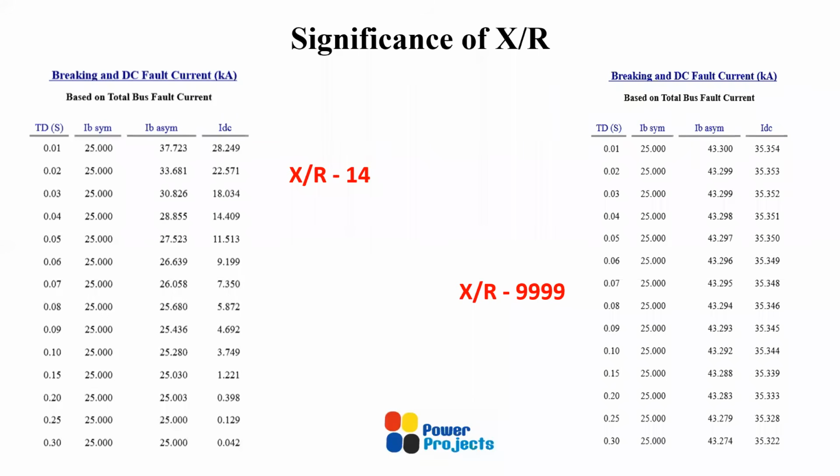So when you are performing a short circuit study for industries, get the correct X by R ratio from the upstream utilities, utilities in the sense of electricity boards or grid authorities. So if you have higher capacity transformers, then your X by R could be higher. If you have long transmission lines, then this X by R could be less.